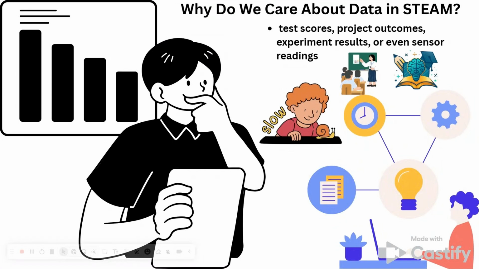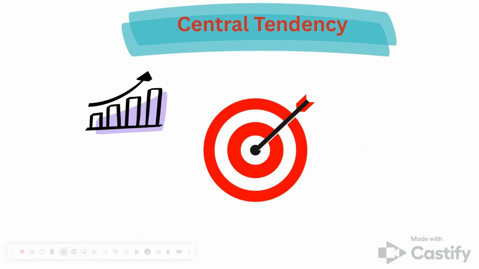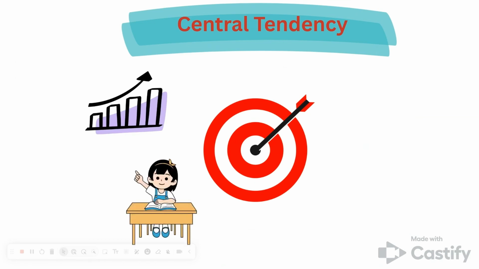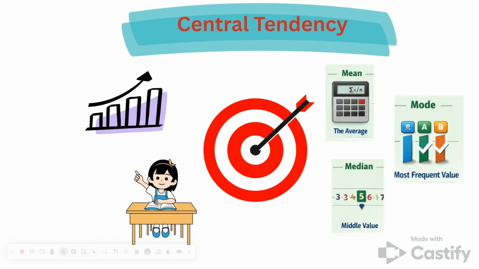What is central tendency? Central tendency means finding the center or typical value in a dataset. Instead of looking at every single number, central tendency helps us summarize the data in a simple way. In a STEM classroom, it helps teachers understand overall student performance. There are three main measures of central tendency: mean, median, and mode.